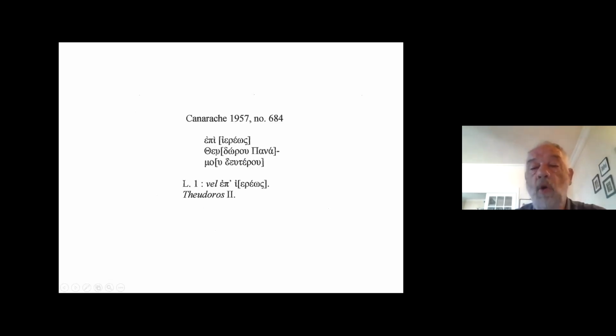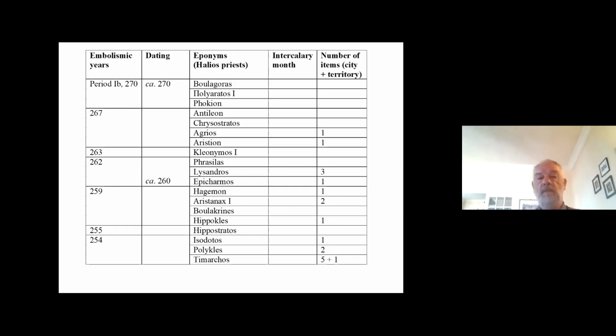Epiereos Theodoru Panamu Deuteru. It is true that Deuteru belongs to the restoration, but for reasons of symmetry, because you have here a second line which is very long, I think that this restoration is certain. So you can add Theodoros to the eponyms being in charge under embolismic years. Under these conditions, it is very important to identify the eponyms of the embolismic years.